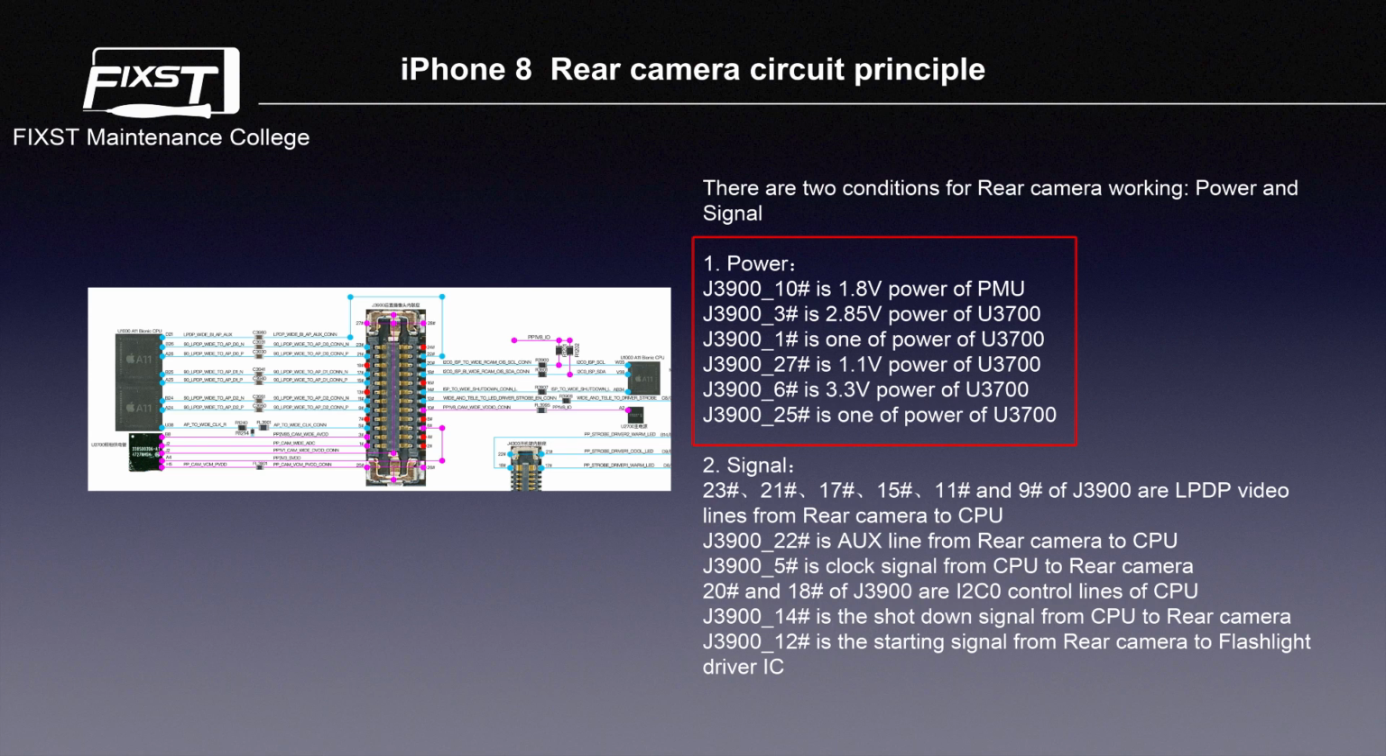Pin 6 of J3900 is 3.3 voltage power of U3700. Pin 25 of J3900 is 1 voltage power of U3700. 2. Signal. Pin 23, Pin 21, Pin 17, Pin 15, Pin 11, and Pin 9 of J3900 are MIPI lines from the rear camera to the CPU. Pin 22 of J3900 is the AUX line from the rear camera to the CPU.